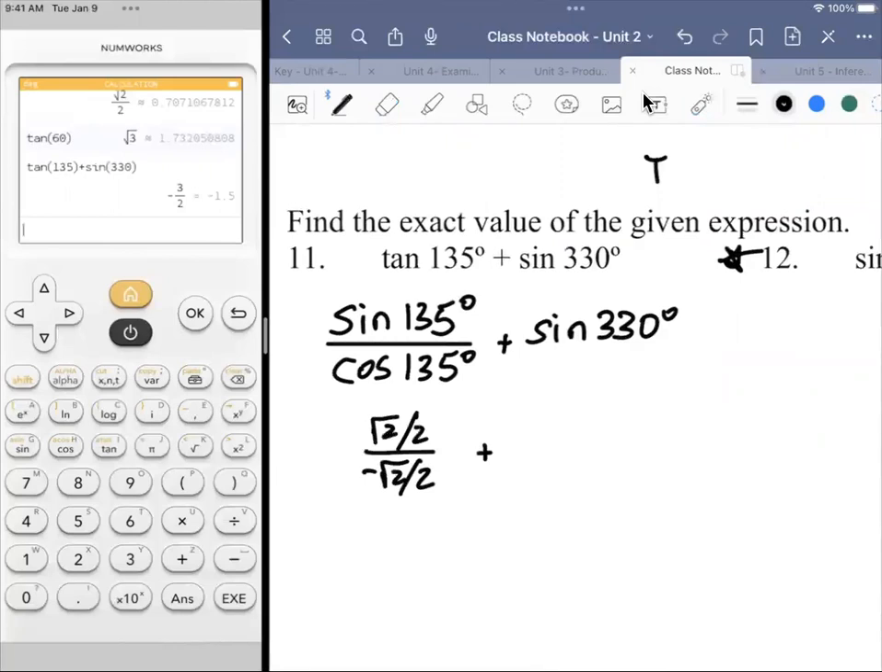Sine of 330, that's the second to last angle measure in the unit circle, right? So that's the one right before 360. So that has coordinates radical 3 over 2, negative 1/2. I want the negative 1/2.